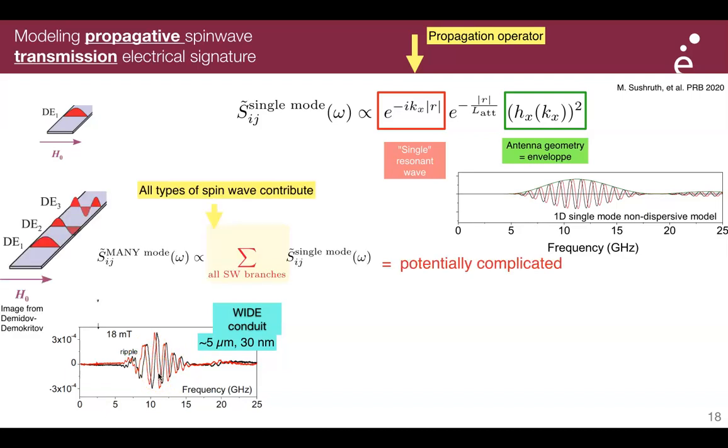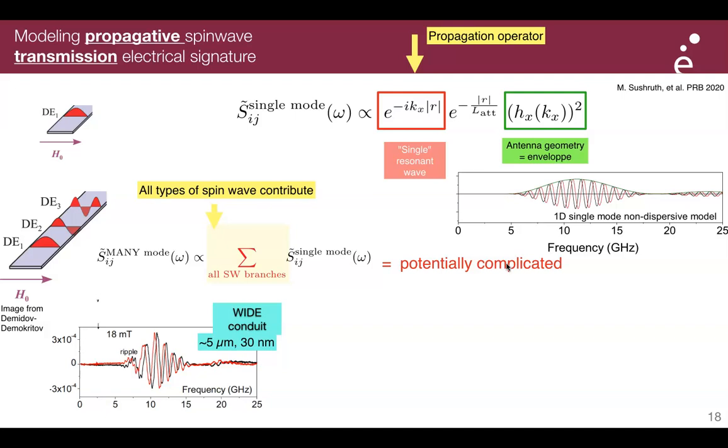But in other situations, for instance, if you reduce the dimensions and you have quantized modes, they will be quantized in the width and they will propagate along the length of your spin wave conduit, then your transmission coefficient contains the sum of the contributions from several spin wave families, which is potentially complicated.